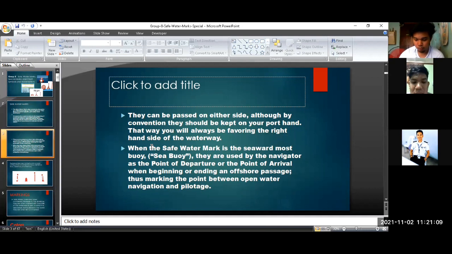They can be passed on either side, although by convention they should be kept on your port hand. That way you will always be favoring the right hand side of the waterway. When the safe watermark is the seawardmost buoy or sea buoy, it is used by the navigator as the point of departure or the point of arrival when beginning or ending an offshore passage, thus marking the point between open water navigation and pilotage.